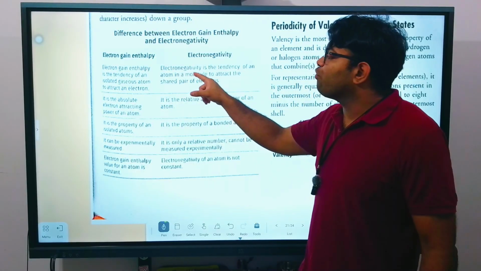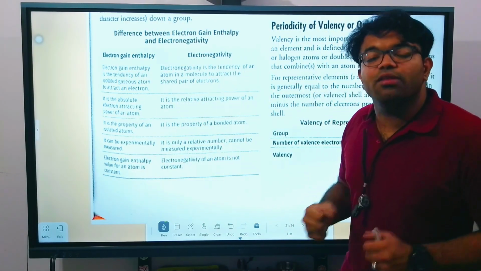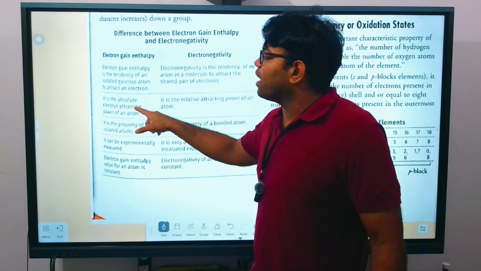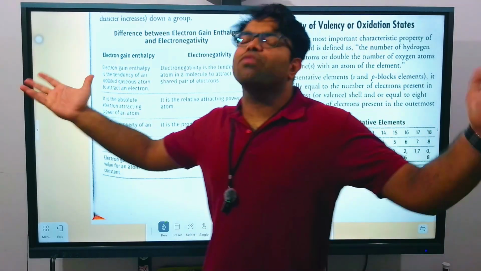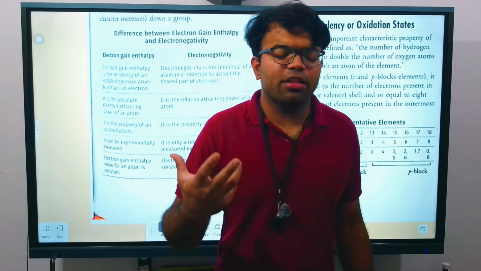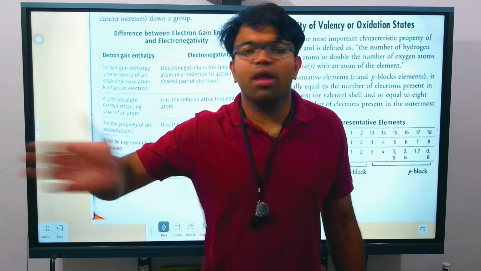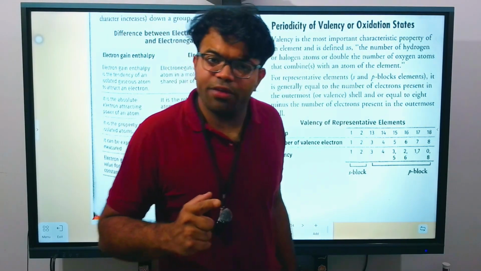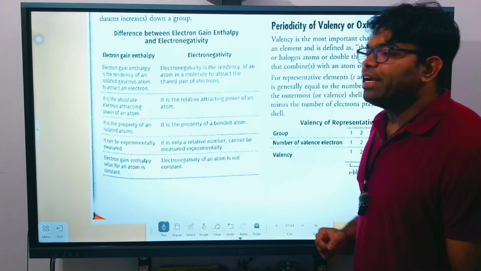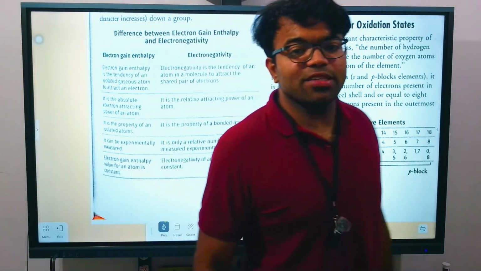The ability of an atom in a molecule to attract the shared pair of electrons towards itself is what electronegativity means. Electron gain enthalpy is the absolute electron attracting power of an atom. It is an absolute value. Electron gain enthalpy does not change whoever your partner is. It is going to be the same for you wherever you are. But electronegativity is not like that. It is a relative quantity. Because of its relative nature, it depends on how well it can attract partners.